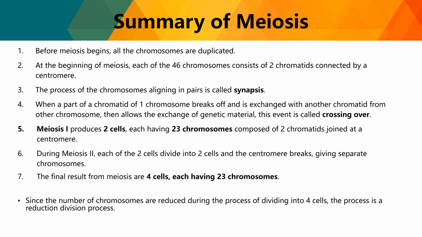And as we all know, there's a continuation after meiosis 1, which we call meiosis 2, wherein each of the two cells produced during meiosis 1 is divided again in two, giving four cells having 23 chromosomes at the end. Since the number of chromosomes is reduced during the process of dividing into four cells, the process is what we call the reduction division process.